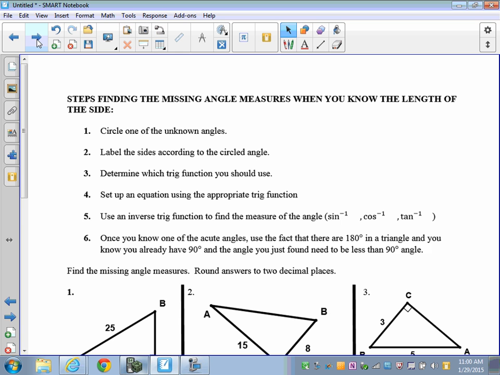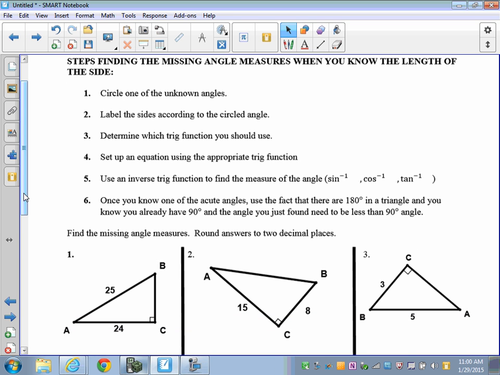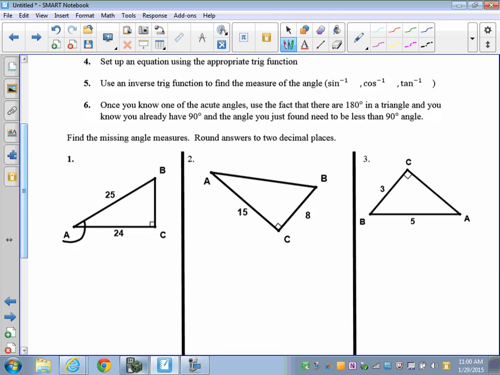Let's take a look at the second page. Here's the steps, so let's go through it again. This time we want to find the missing angle. So let's figure this out. So number 1, we circle one of the unknown angles. Let's figure out what angle A is.